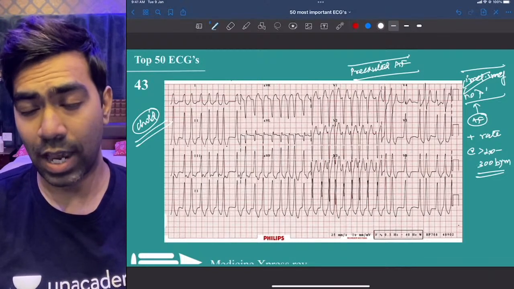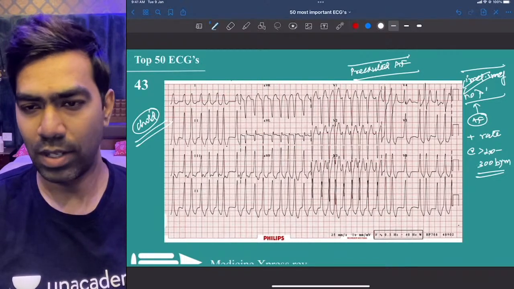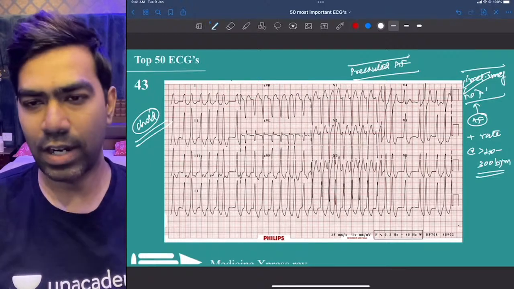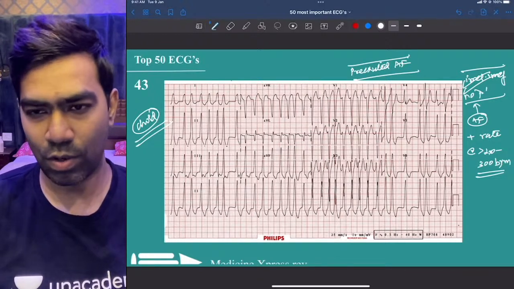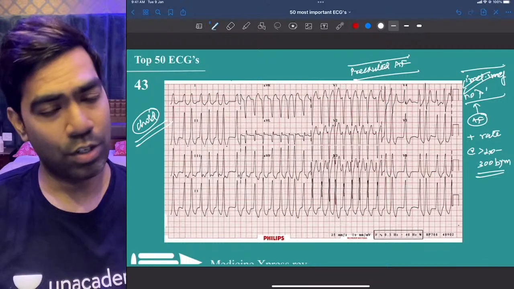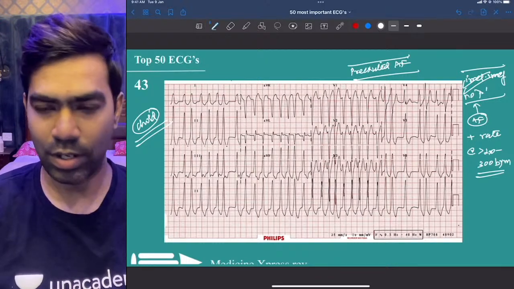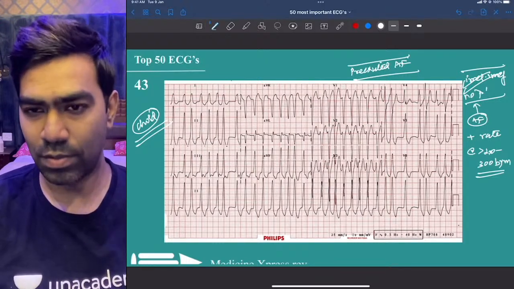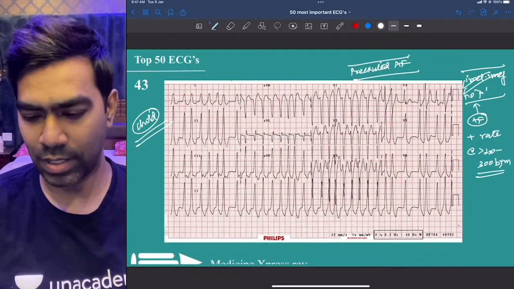AV nodal blockers are absolutely contraindicated in patients with pre-excited atrial fibrillation. In routine atrial fibrillation, in fact, the first treatment itself is AV nodal blockers, but in a patient with pre-excited AF, you can't touch your AV nodal blockers, and it's going to result in rapid death. So that's why this EKG is extremely important for exams.